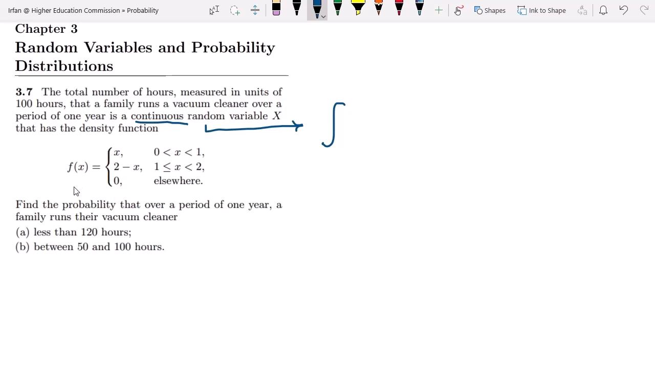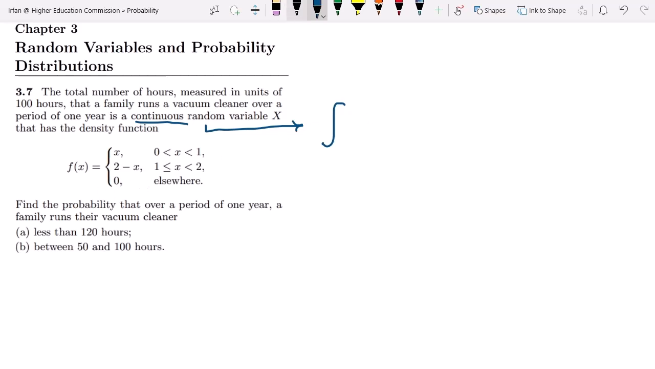If you have a question like this one, this is the probability density function, f(x), for x greater than 0 and less than 1. Similarly, 2 minus x for x greater than or equal to 1 and less than 2, and 0 elsewhere.